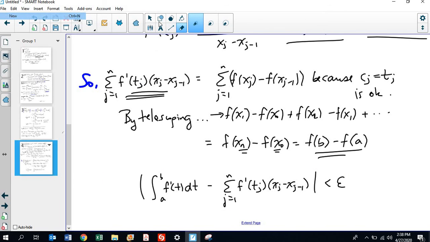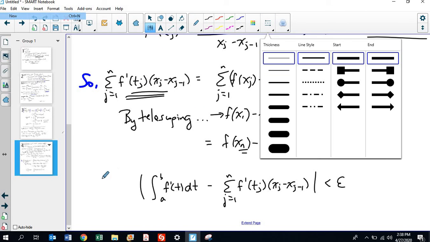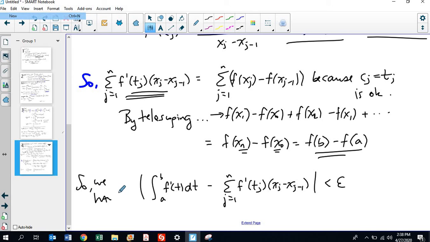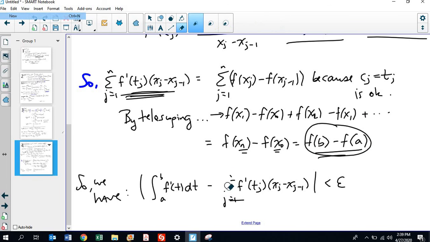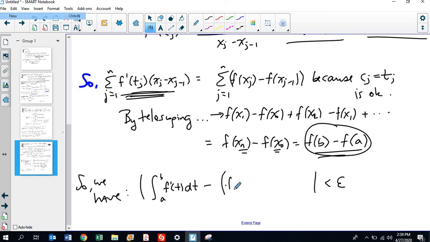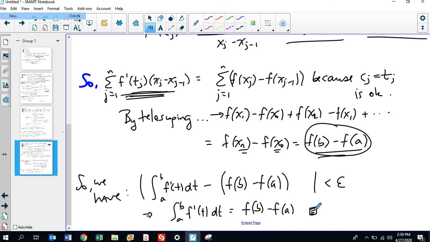What does that mean? Instead of this guy, we replace it with f of b minus f of a. So this here becomes f of b minus f of a, and that's exactly what we wanted to show. Since that's less than epsilon, the integral from a to b of f prime of t dt is equal to f of b minus f of a, which was the fundamental theorem of calculus part 2.